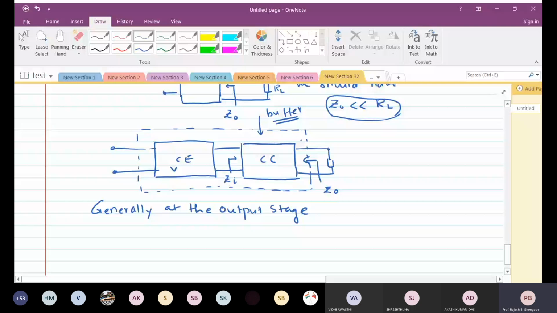This amplifier is called a buffer amplifier. All right. So you will find common collector circuits to be useful as buffer amplifiers.